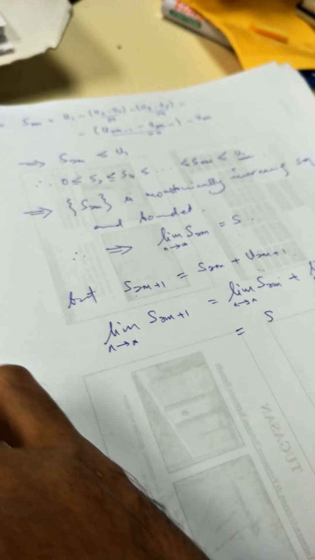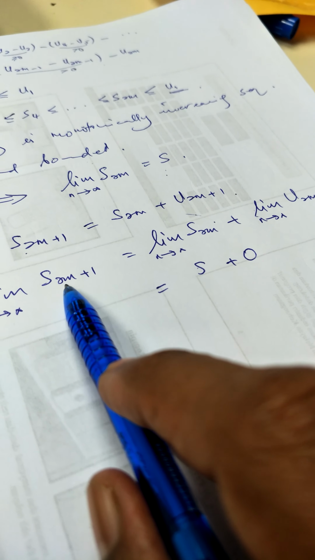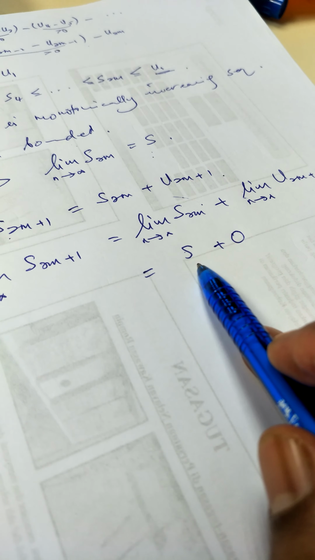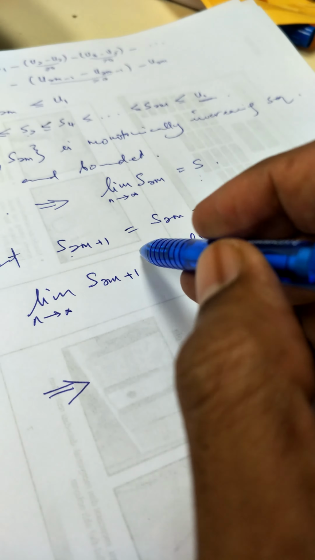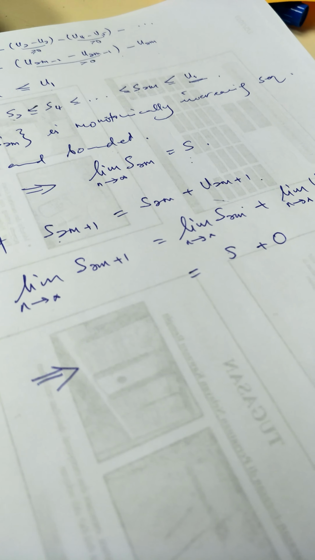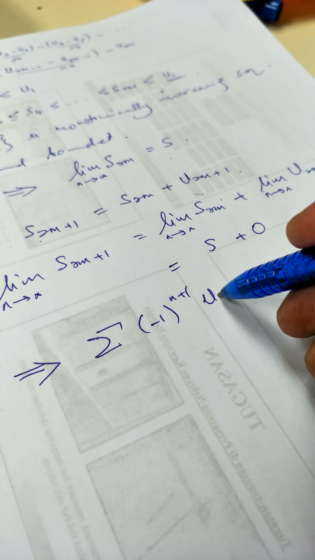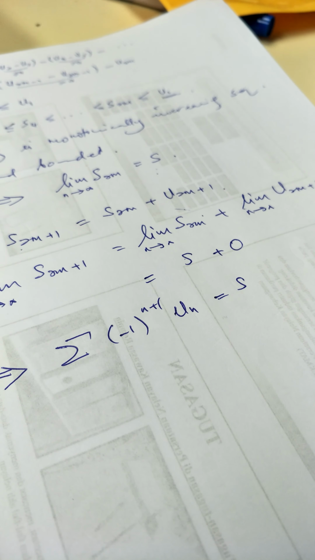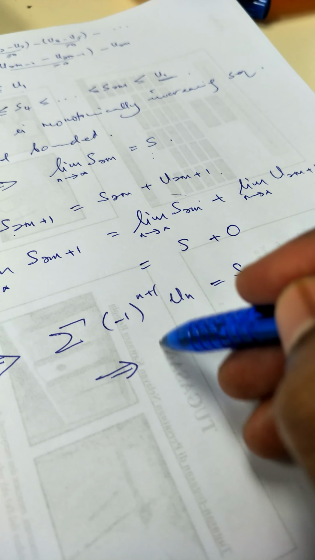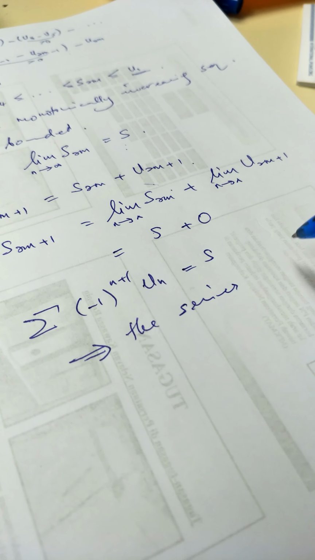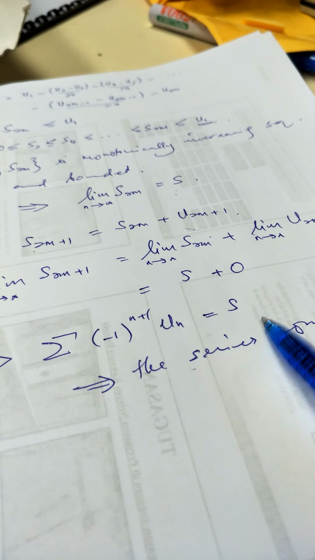So this limit is 0, so plus 0. What we can see from here is that the limit of S_{2m+1} is equal to S. Because S_{2m+1} is a partial sum of our sequence, it means that this series, the sum of (-1)^(n+1) U_n, goes to S, which means the series converges.